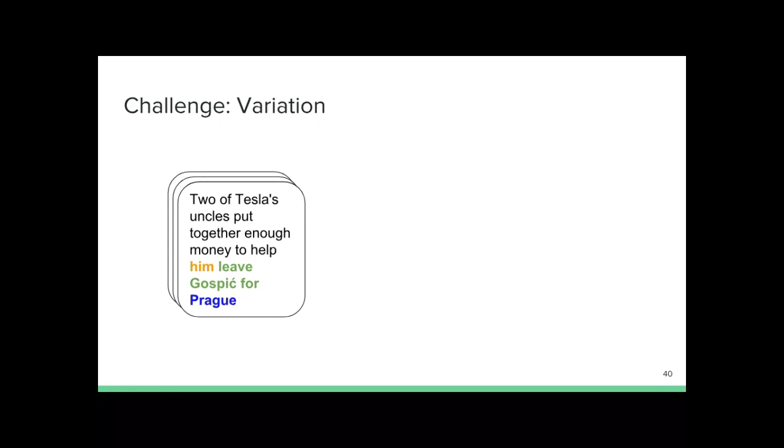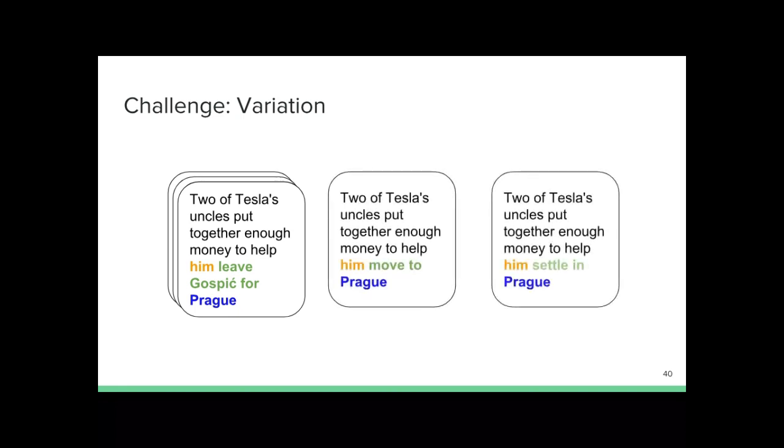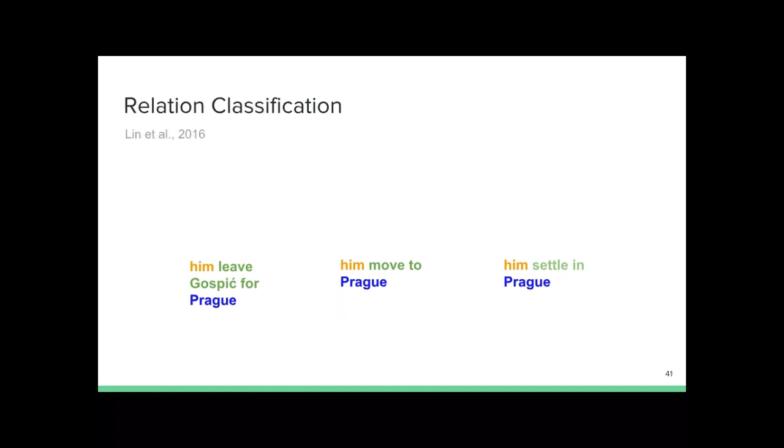So what you have to address in relation extraction is this challenge of variation that I described a couple of times earlier. Namely that there are quite a few ways of expressing the same thing. In this particular case, the sentence could have been, or is, help him leave Gospic for Prague. It could have been him move to Prague. It could have been him settle in Prague. All of these things don't necessarily mean exactly the same thing, but they have very similar meanings. When you do this kind of task of going from the language to a relation, you need to be able to see all of these things as instances of the same type of semantic relation. And that's what relation extraction essentially is about.